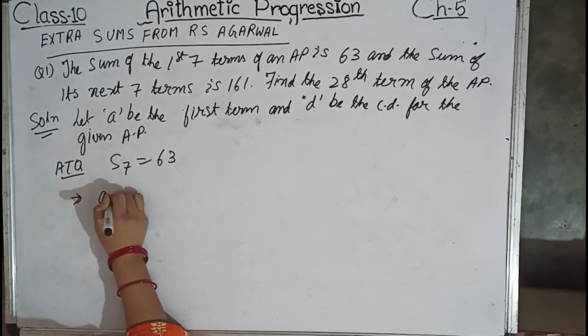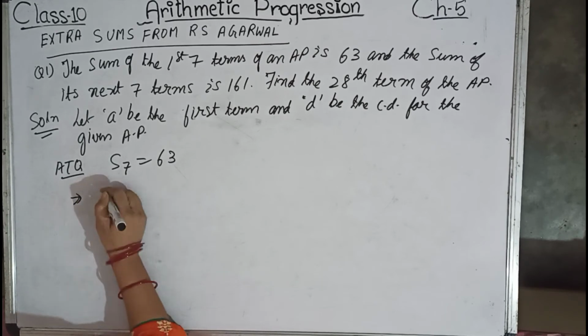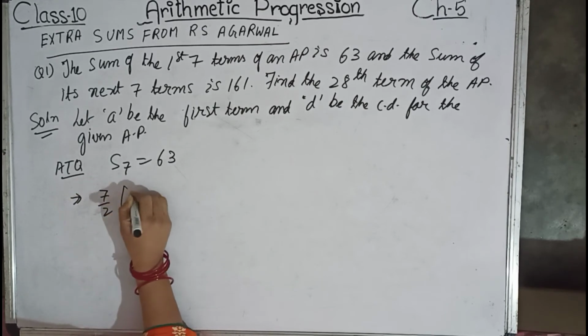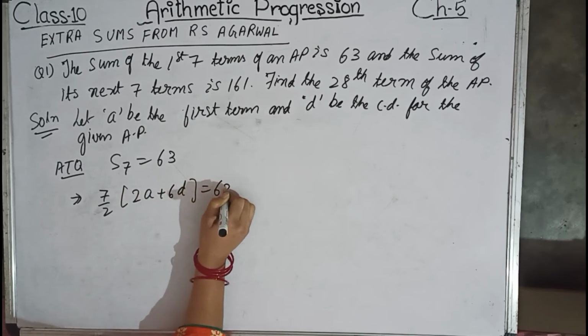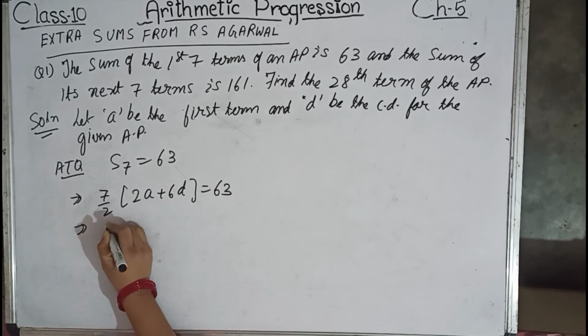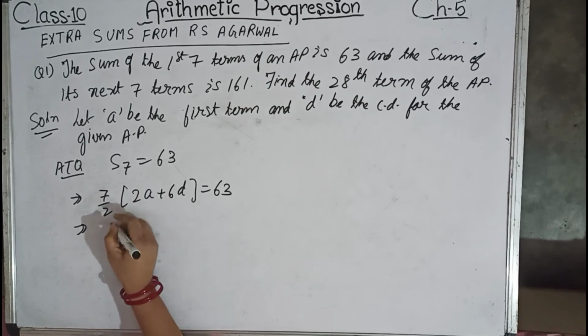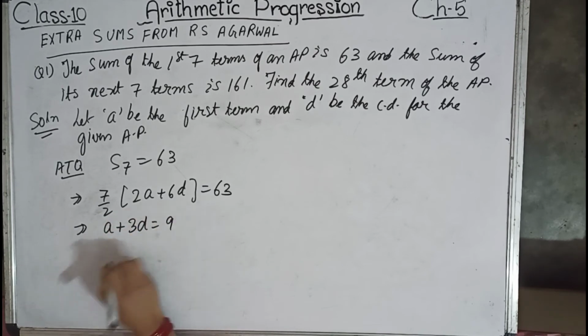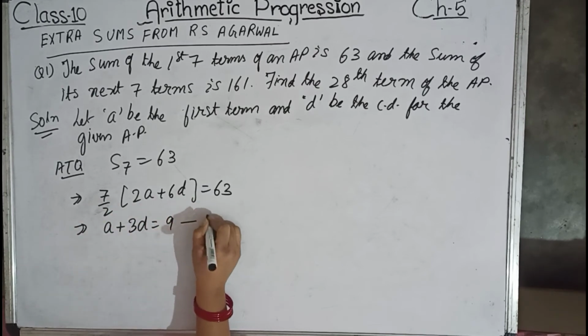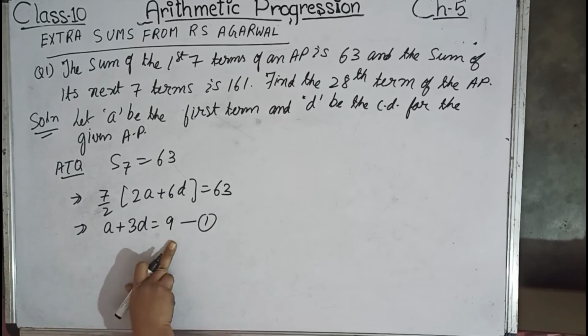This implies n by 2 [2a plus (n minus 1)d] equals 63, so 7 by 2 [2a plus 6d] equals 63. This implies 7 nines are 63 and this 2 will be cancelled, so we will be getting a plus 3d equals 9. So this is equation number 1.